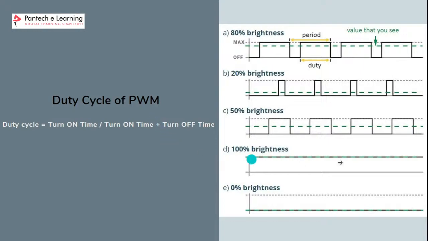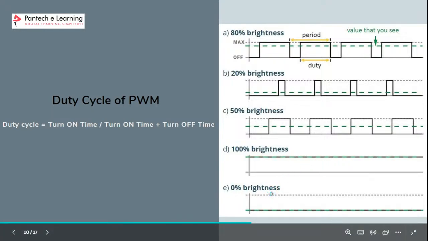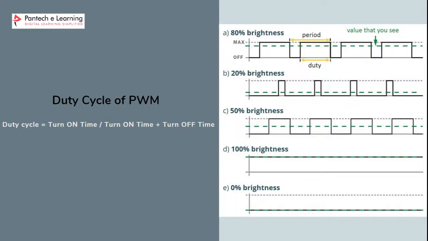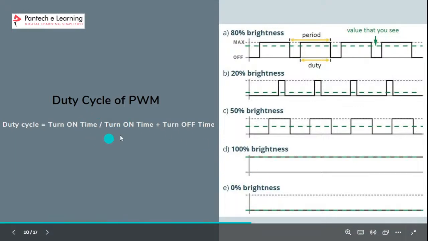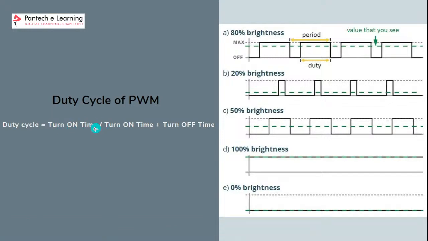If the signal is always on, then the signal must have 100% duty cycle. For 0%, it is in off state. So the formula to calculate the duty cycle is turn on time divided by turn on time plus turn off time. The average value of the voltage depends on the duty cycle. As a result, the average value can be varied by controlling the width of the on pulse. So this is what duty cycle is.